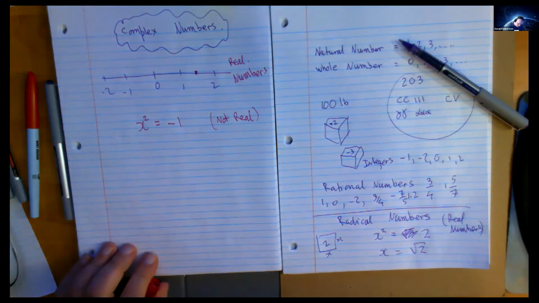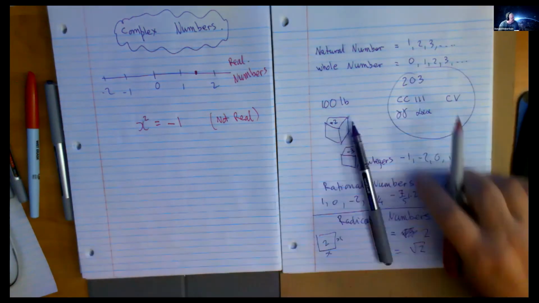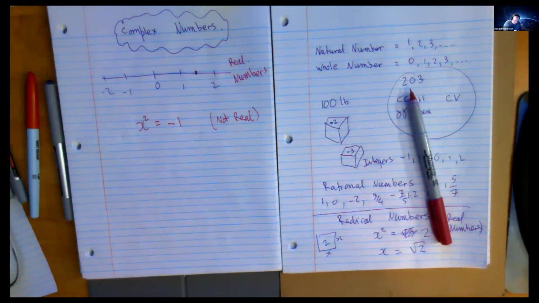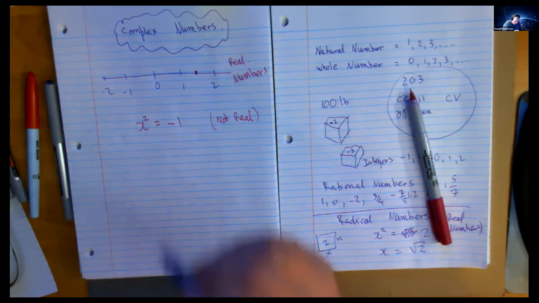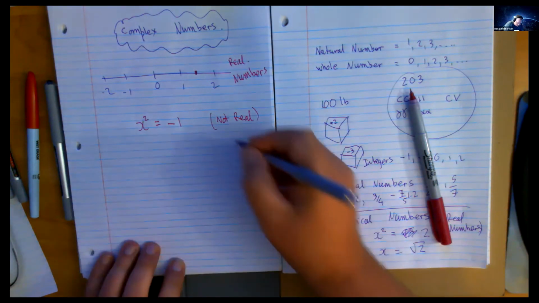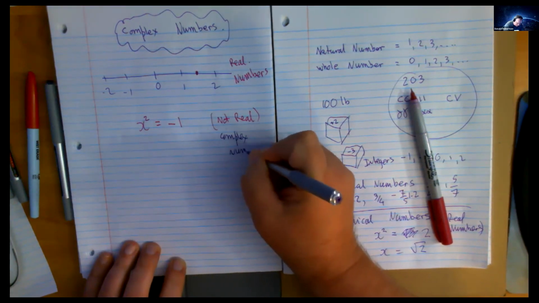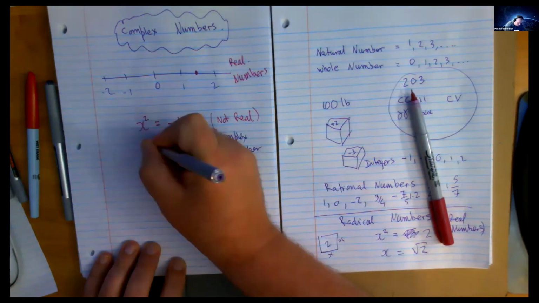So what a mathematician did, and I wish I could tell you his name, but I don't think it was one particular guy, went and said, okay, let's pretend that there is a number that's not a real number, right? Not like any number we've ever seen in the universe. So it's not real. Okay, I'm going to call it a complex number. I'm going to call it something, right? And it is the solution to this.